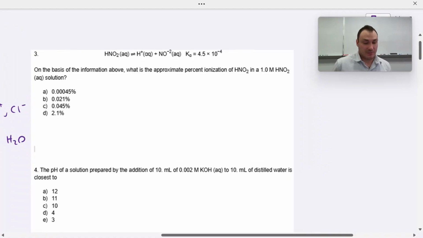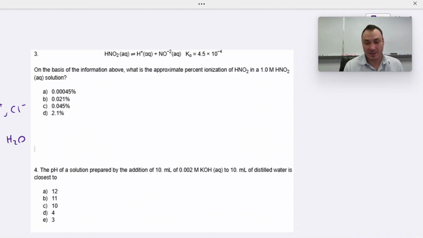On the basis of the information above, what is the approximate percent ionization for nitrous acid, which is a weak acid, in a 1 molar nitrous acid solution? So we're trying to find the percent ionization. Percent ionization is basically how much does the acid dissociate? How much does it ionize? In other words, what we're looking for is how much H plus do we get over what concentration of HNO2 starts at the beginning.